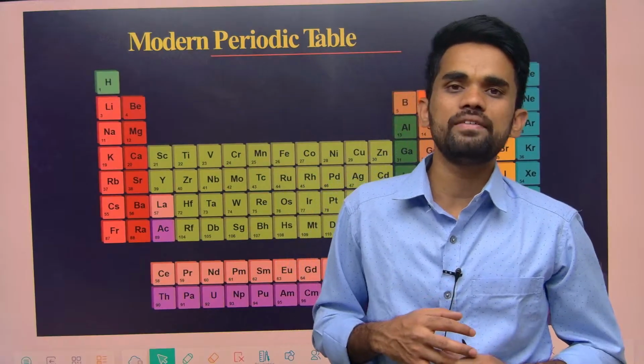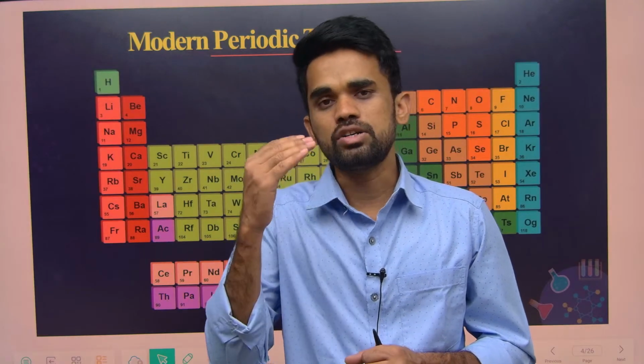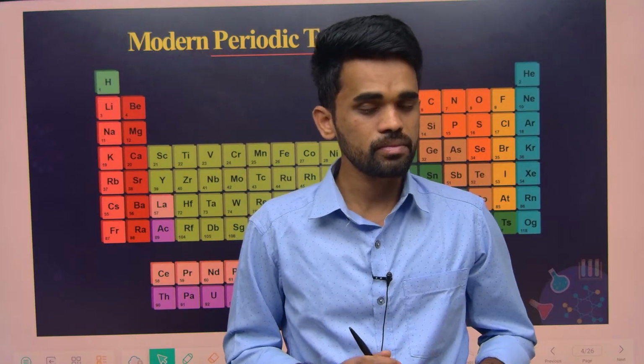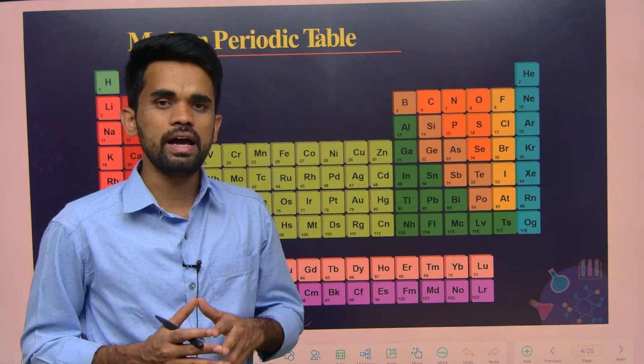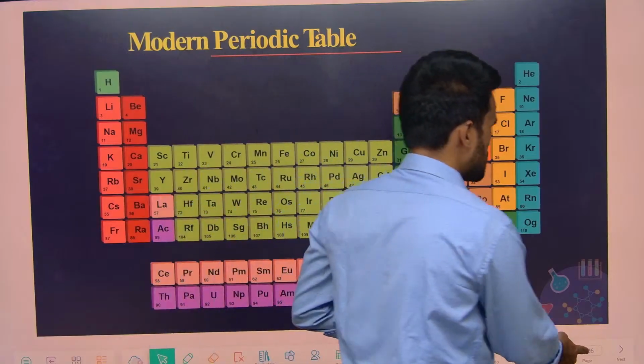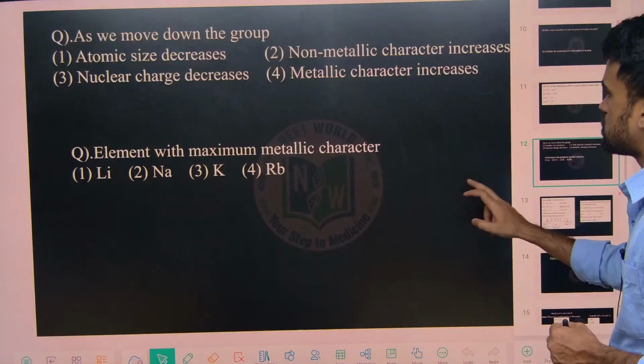Then I explained a few periodic properties like metallic nature, non-metallic nature, or I can say electropositivity and electronegativity, and how they change across the period and from top to bottom in a group. Today we will be looking into a few more things related to the periodic properties of elements. Now let us conclude yesterday's discussion with these two questions.